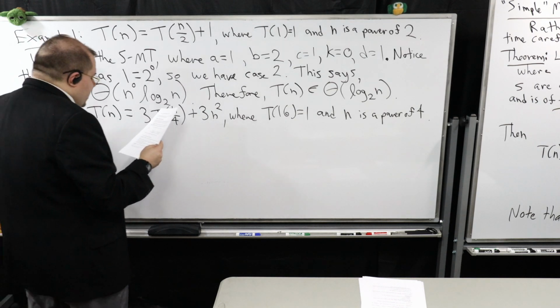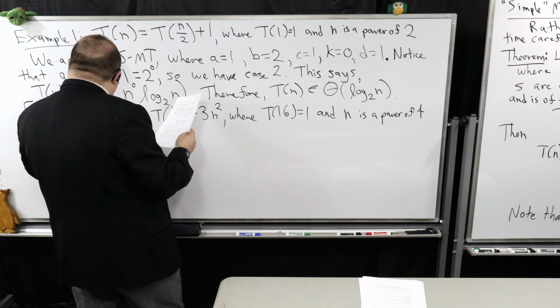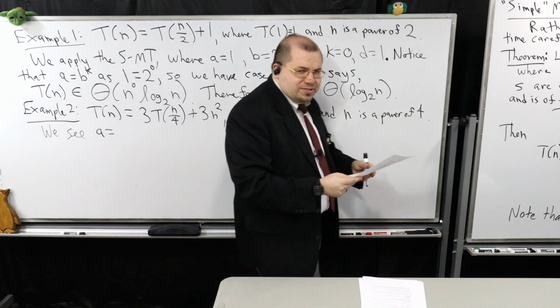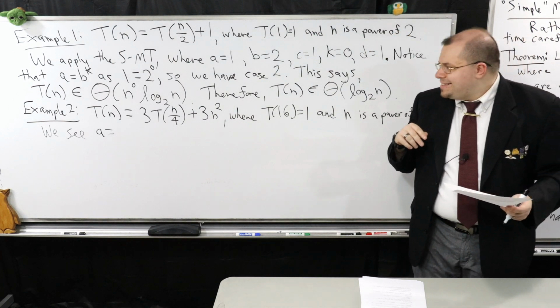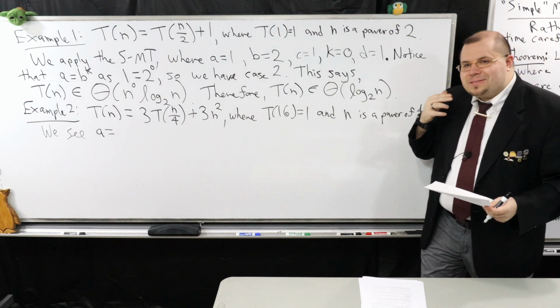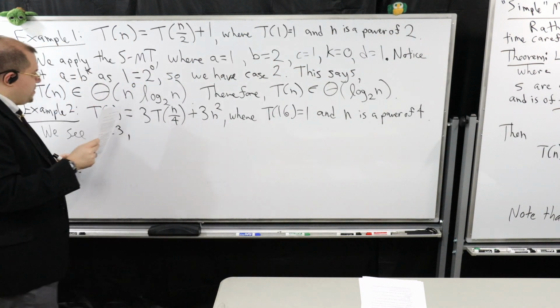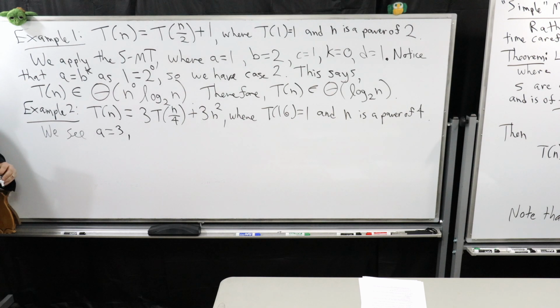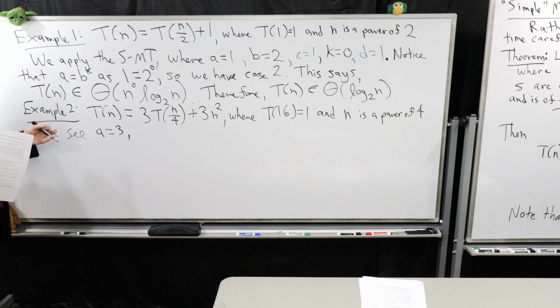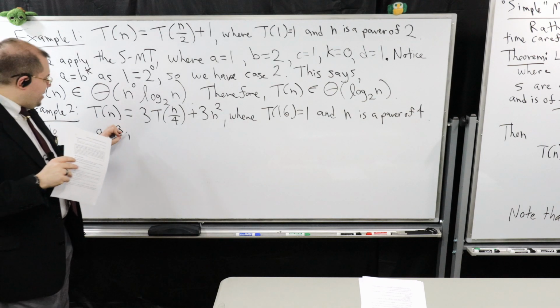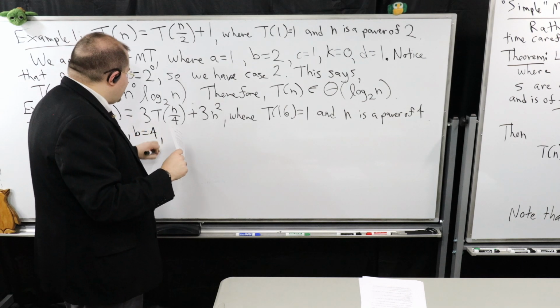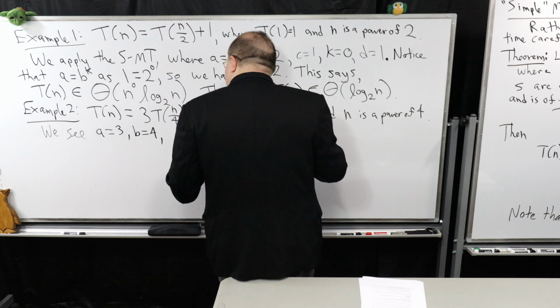So let's try applying the simple master theorem. I'm going to identify the constants. Can somebody tell me what A is? What's A here? It's 3. Very good. How about B? What's B? 4, right? Very good. Okay, and now next we have C.